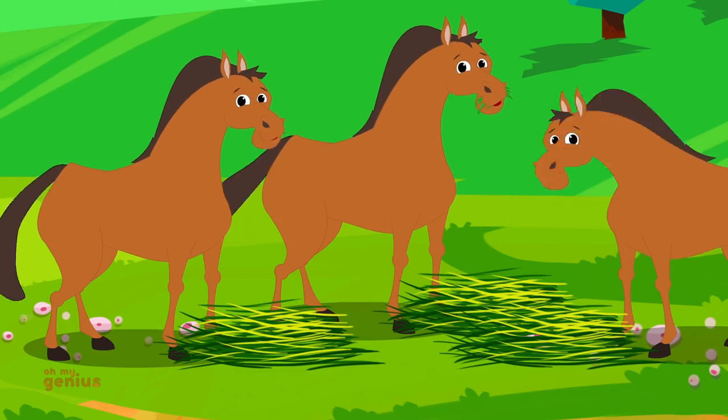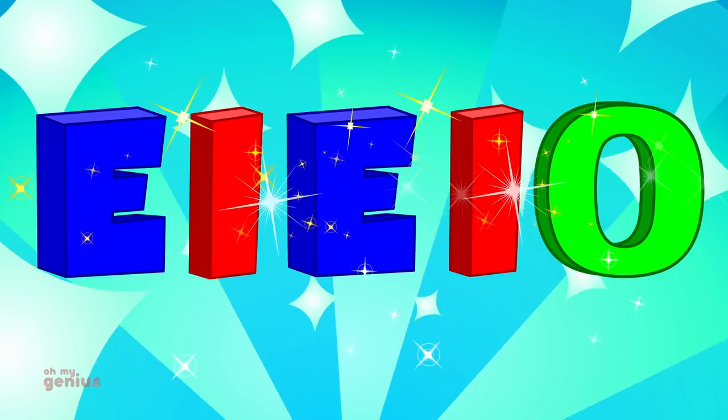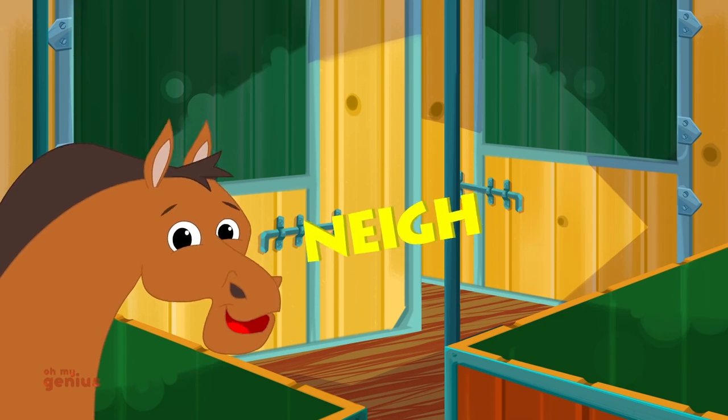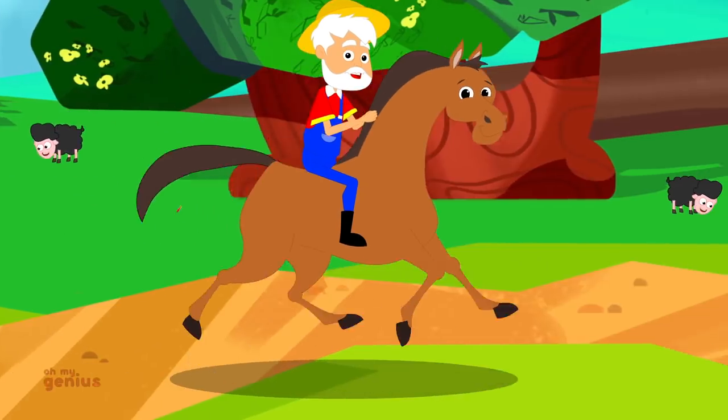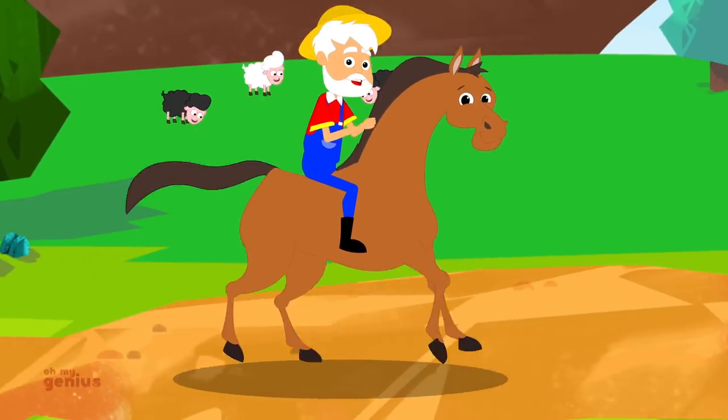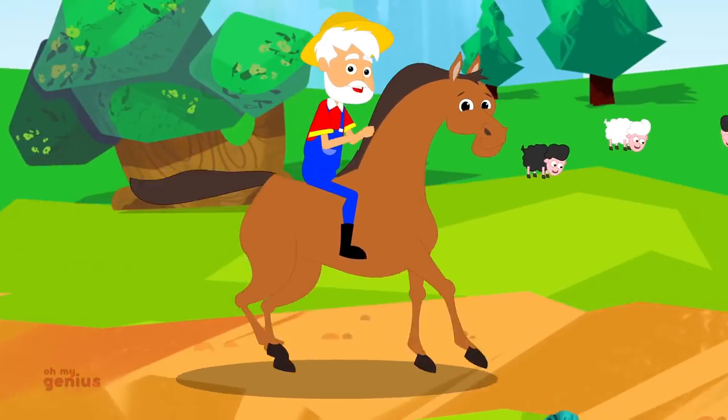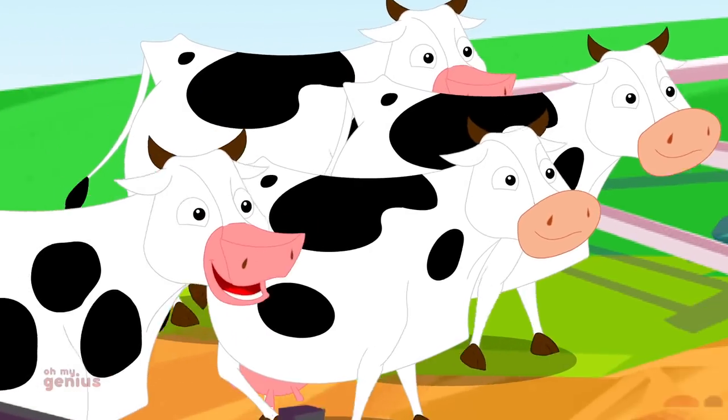E-I-E-I-O. And on his farm he had some horses. E-I-E-I-O. With a neigh-neigh here and a neigh-neigh there. Here a neigh, there a neigh, everywhere a neigh-neigh. Old MacDonald had a farm. E-I-E-I-O.